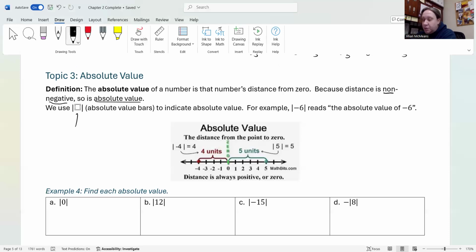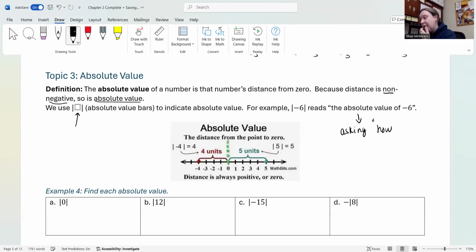Now we use these weird bars right here to represent absolute value. Those are called absolute value bars. It looks a little weird here because this is the Microsoft equation editor symbol for absolute value. You're supposed to plug a number into that little dotted line box. But basically, if you take a number and put vertical lines on either side of it, that indicates absolute value. So for example, if we have -6 with absolute value bars around it, that would read the absolute value of -6.